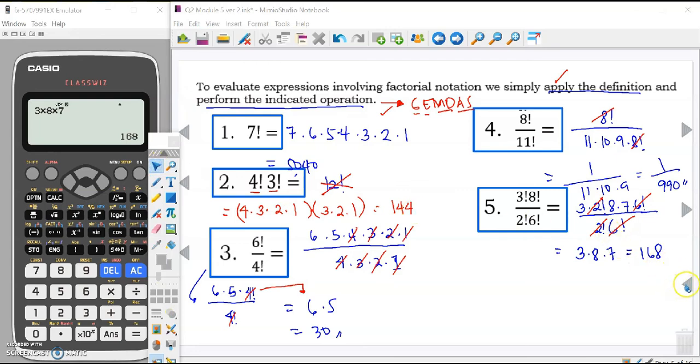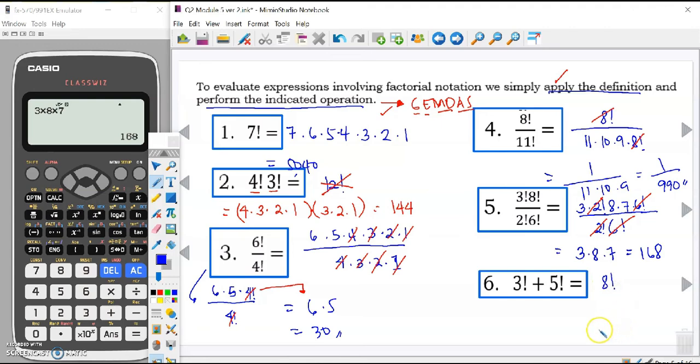Okay, let's go to our last example. Our last example is 3 factorial plus 5 factorial. Is 3 factorial plus 5 factorial equal to 8 factorial? That is wrong. Why? This is incorrect. It is because it says in the process that to evaluate expressions involving factorial notation, we simply apply the definition first before performing the operation.